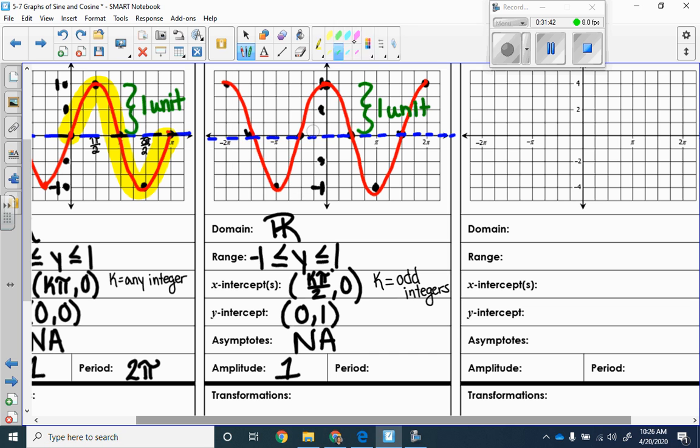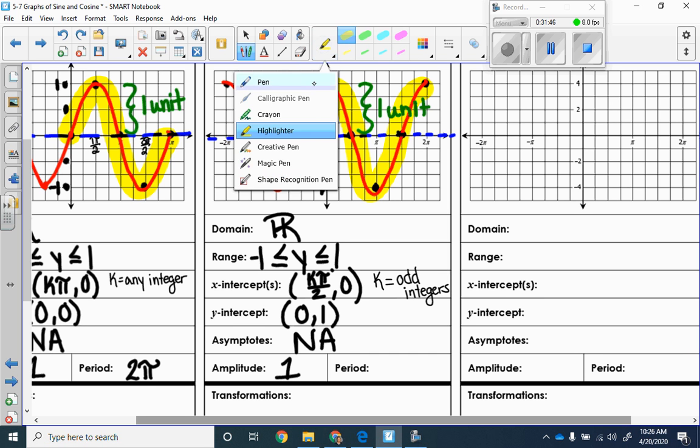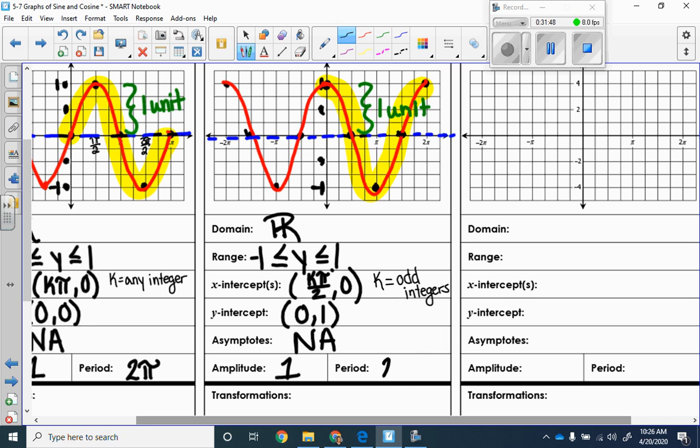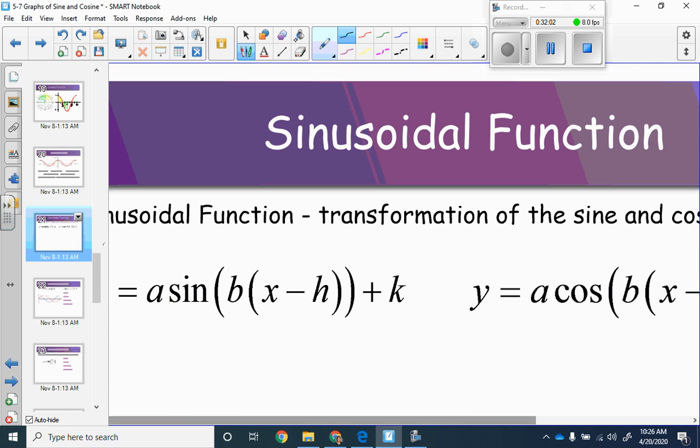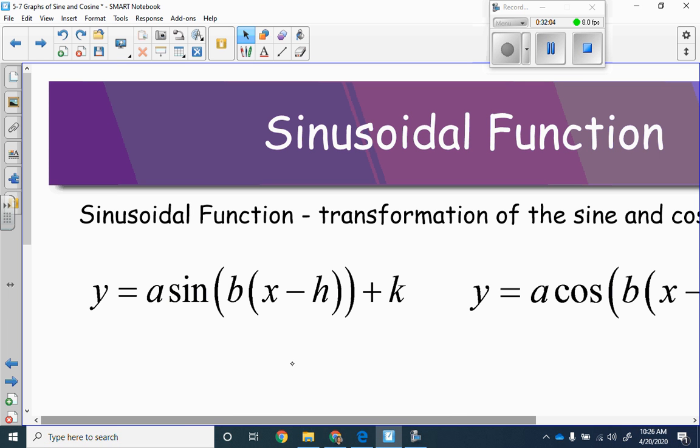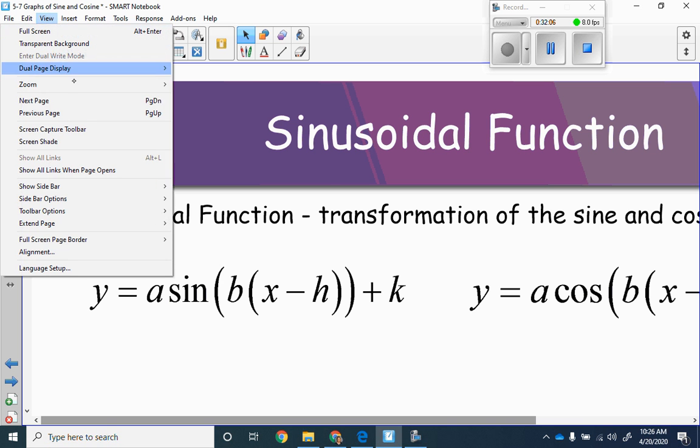Our period of this function, how long does it take to make one complete cycle? That is going to be 2 pi radians. And once again, we'll talk about the transformations at a later date. Well, actually not at a later date, because we're getting to that right now.